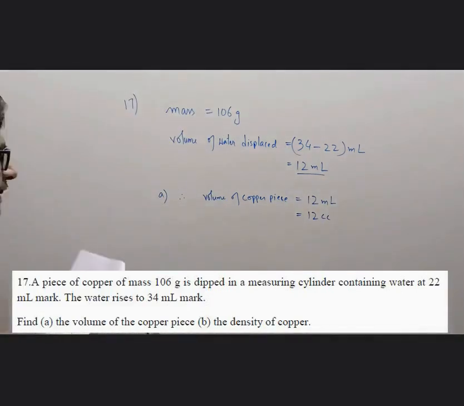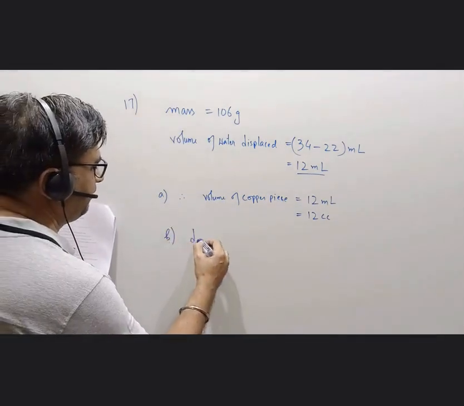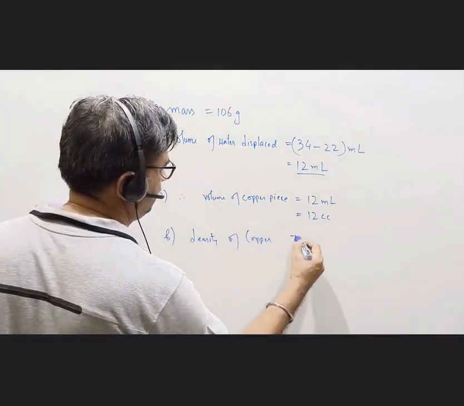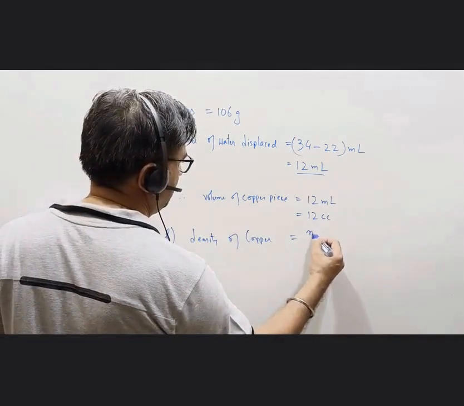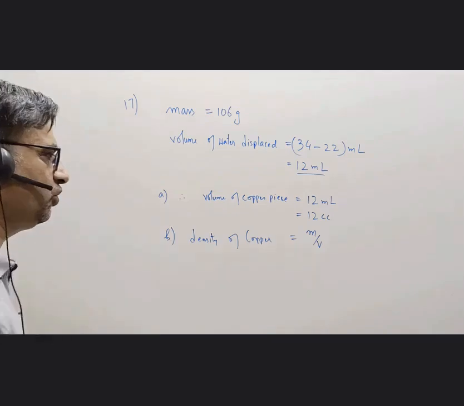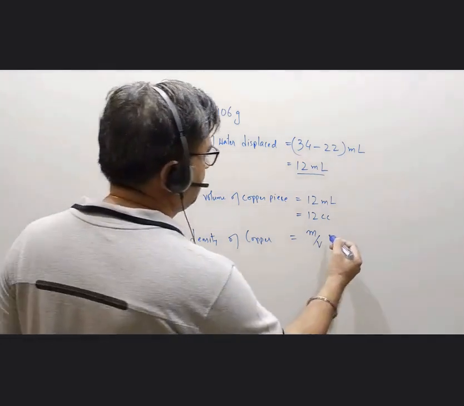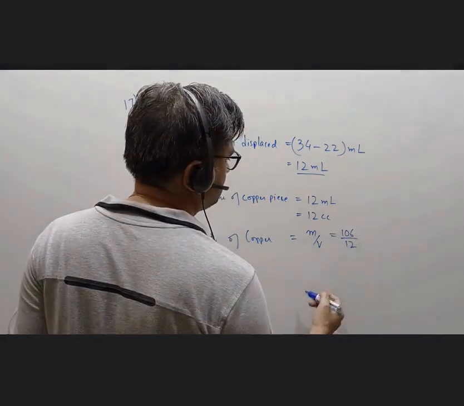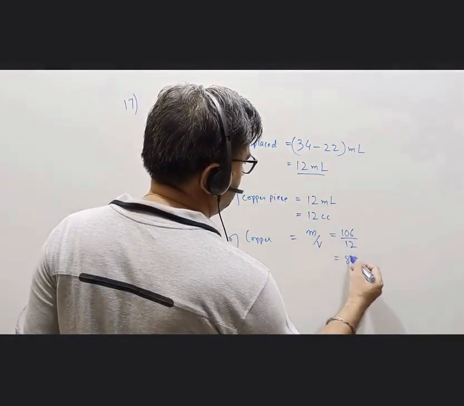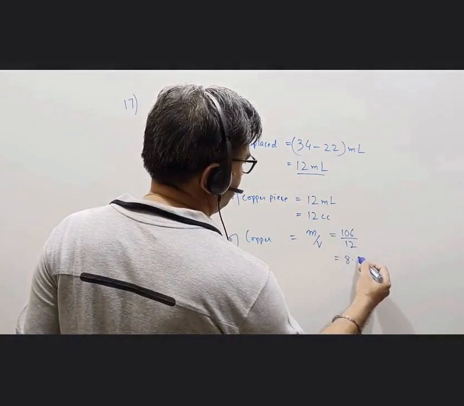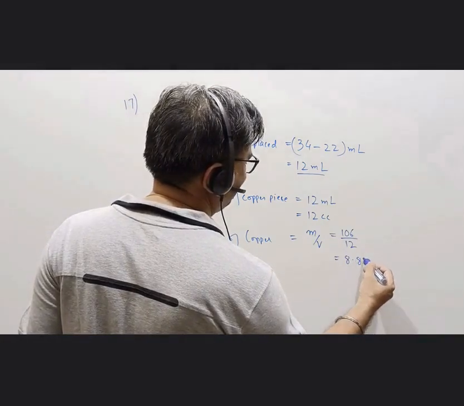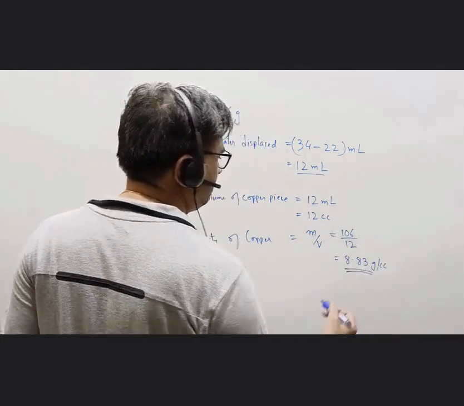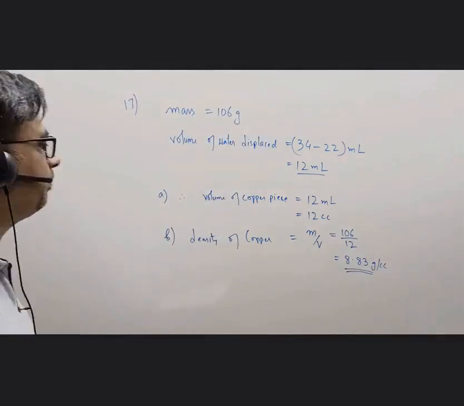The second part, density of copper. Now density of copper is equal to mass by volume. You know, mass by volume is density. So in this case, the mass is 106 and the volume we just calculated as 12. So this comes to 8.83 gram per cc. That will be the density of copper.